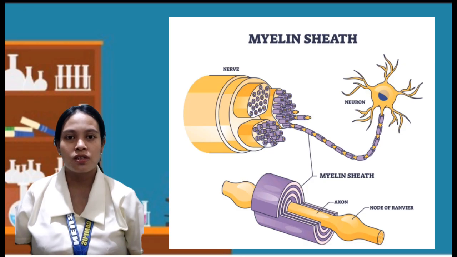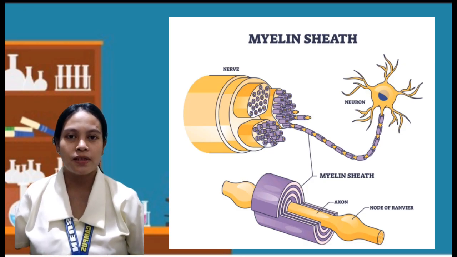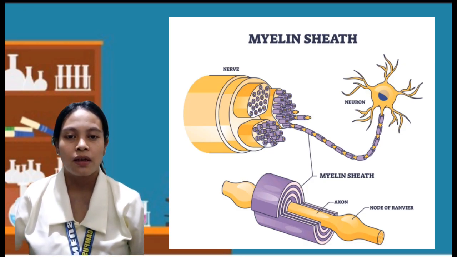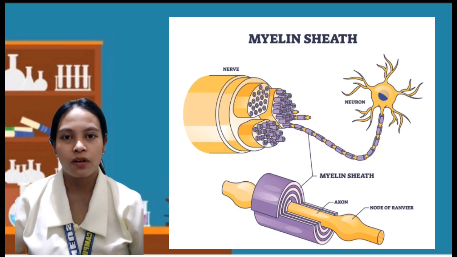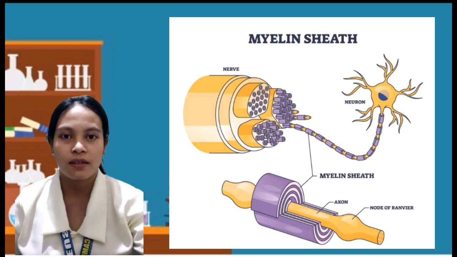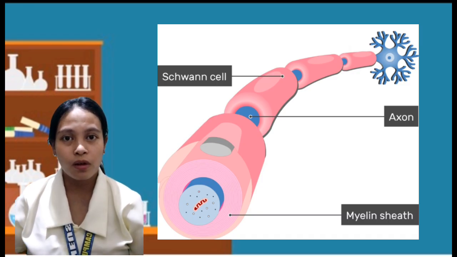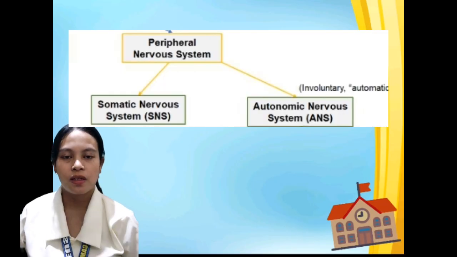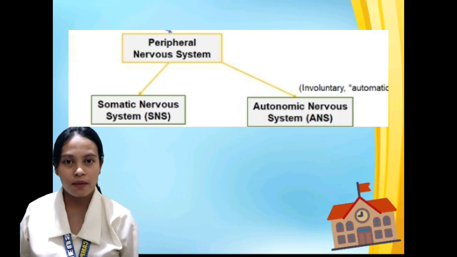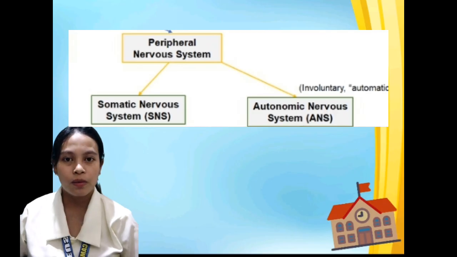The myelin sheath serves to speed up signal transmission, and it enables rapid transmission of electrical signals. The neuron is also covered with the myelin sheath, or what we call the Schwann cells. Next is the peripheral nervous system. The peripheral nervous system has two main parts, the somatic nervous system and the autonomic nervous system.